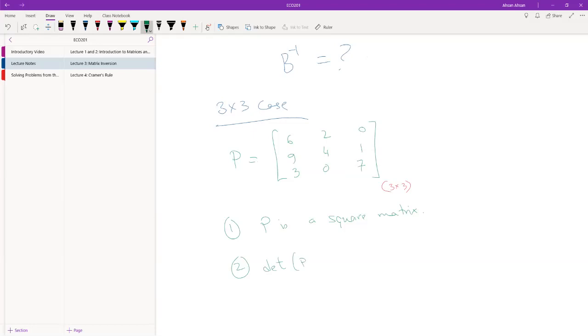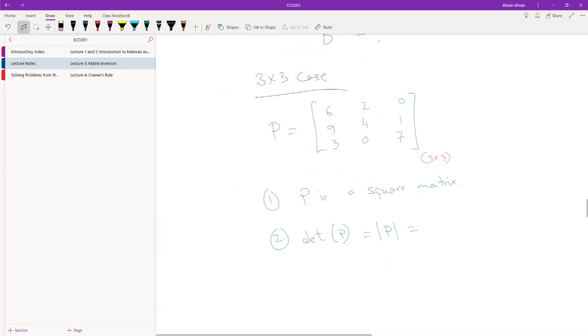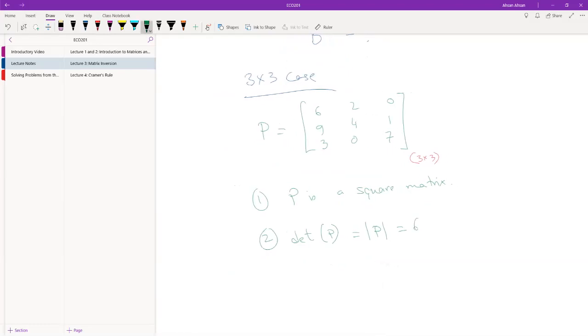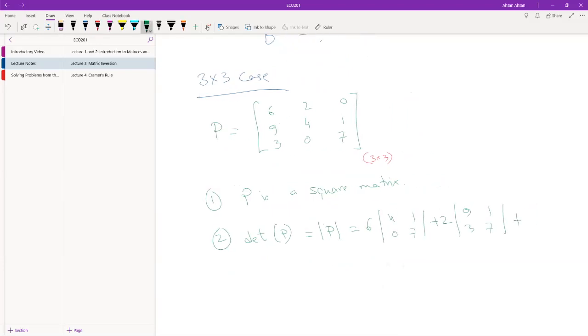So determinant of P, you can either write it like this, or you can write this. They both mean the same thing. So determinant of P is equal to, once again, I'm rushing through this. I'm going to go very quickly. Feel free to take your time and solve it yourself. So this gives us 6. And plus, no wait, this is minus, plus 0 times whatever, it doesn't really matter because it is 0, right?